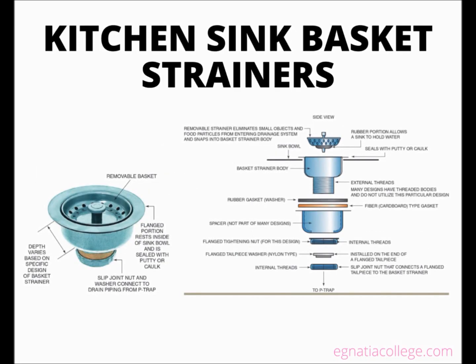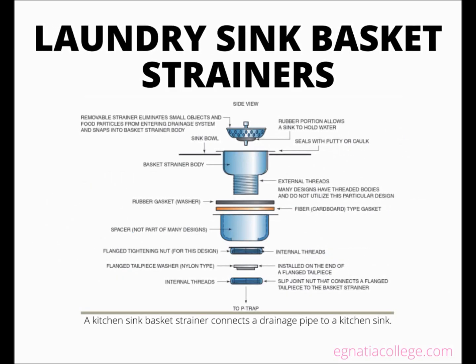Kitchen sink basket strainers. A basket strainer can be installed either before or after a sink installation. A plumber uses either putty or caulk to seal a basket strainer to the inside of a sink bowl. A rubber gasket is placed over the basket strainer from under the sink, and a fiber cardboard gasket, known as a friction washer, is placed between the tightening nut and the rubber gasket to prevent the rubber from being deformed during the tightening process.